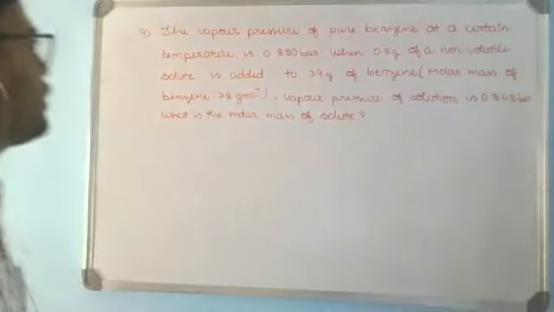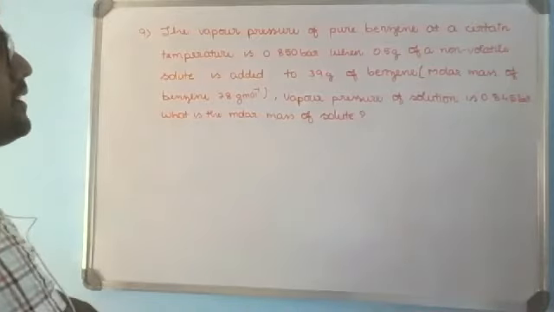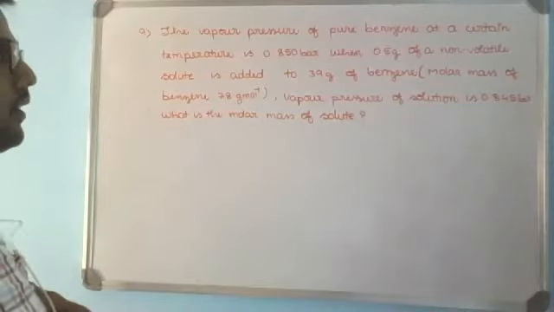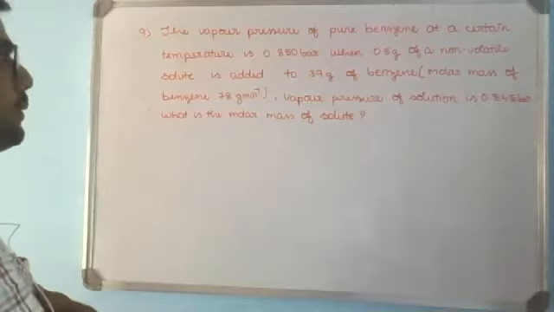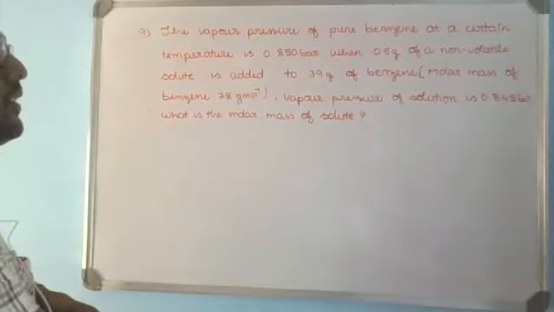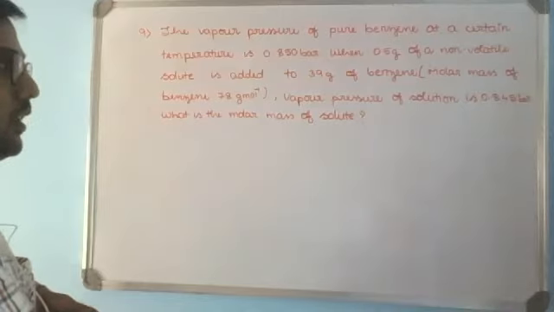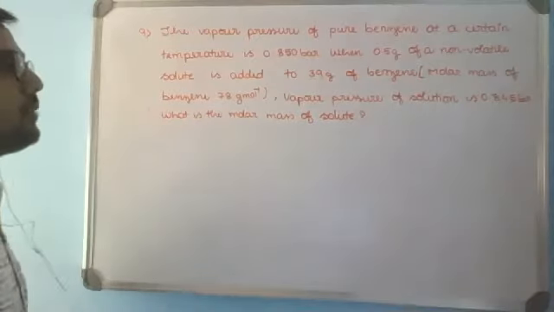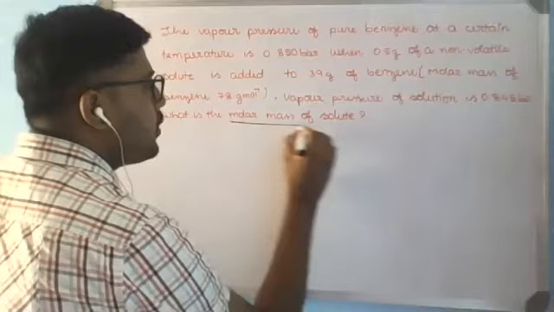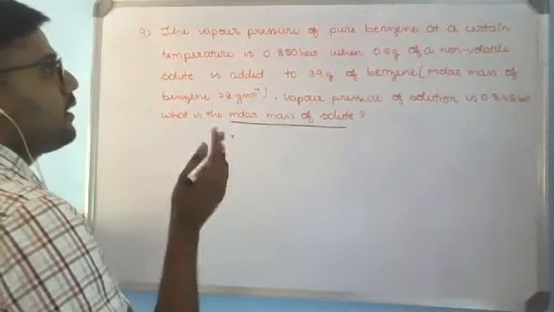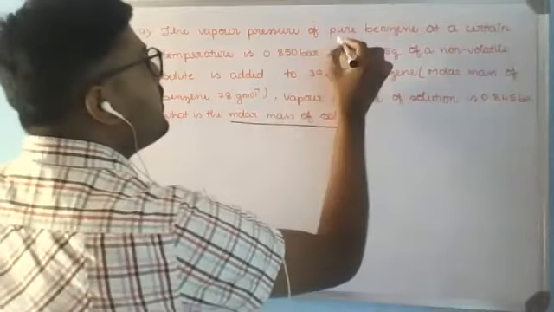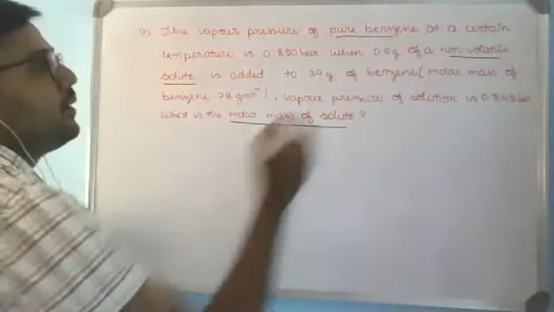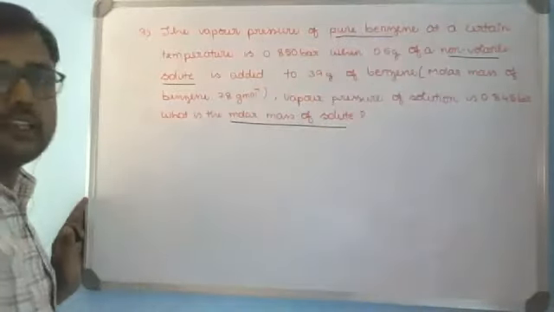Now, if you observe the question, the vapor pressure of pure benzene at a certain temperature is 0.850 bar. When 0.5 grams of a non-volatile solute is added to 39 grams of benzene with molar mass 78 gram per mole, the vapor pressure of the solution is 0.845 bar. What is the molar mass of the solute? Now they are asking for the molar mass of the solute. There are 2 components present in the solution: pure benzene and a non-volatile solute. Benzene will be the solvent.